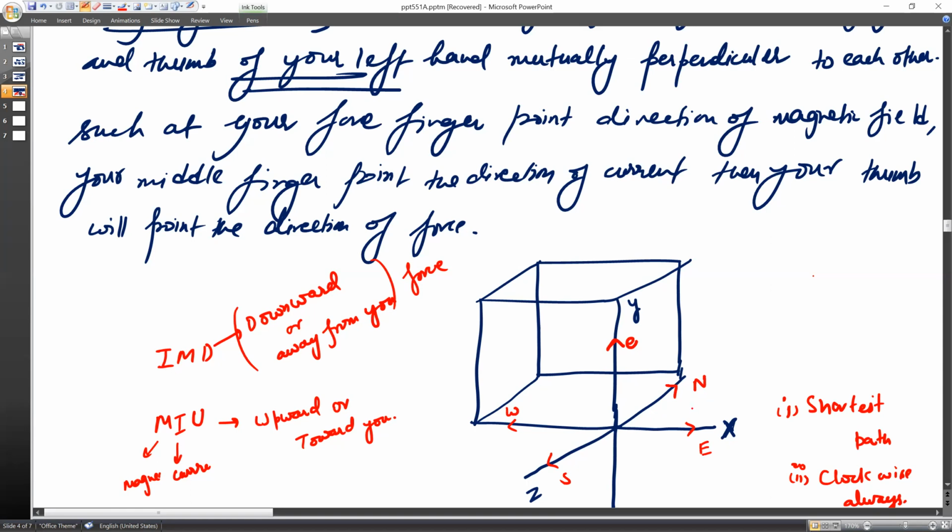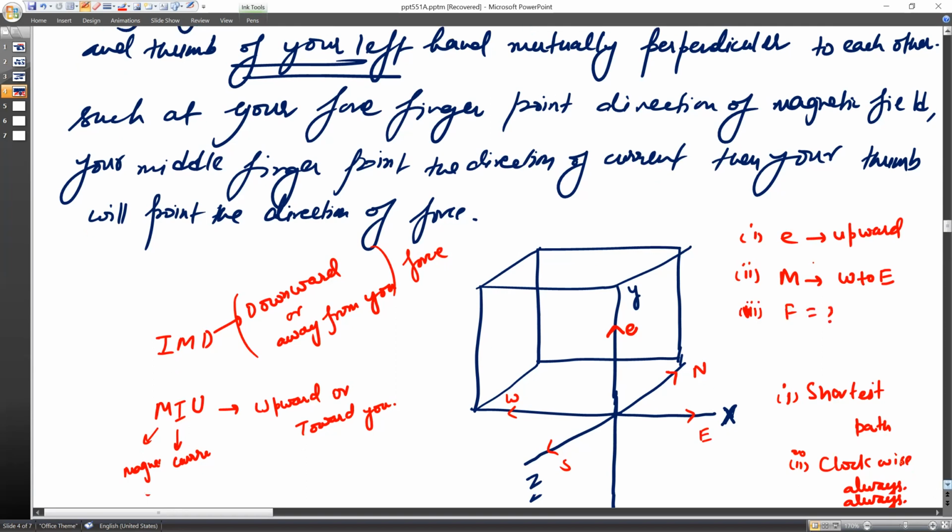Now you have to answer me. The question is that an electron is projected upward, and the direction of the magnetic field is from west to east. What would be the direction of force acting on it?